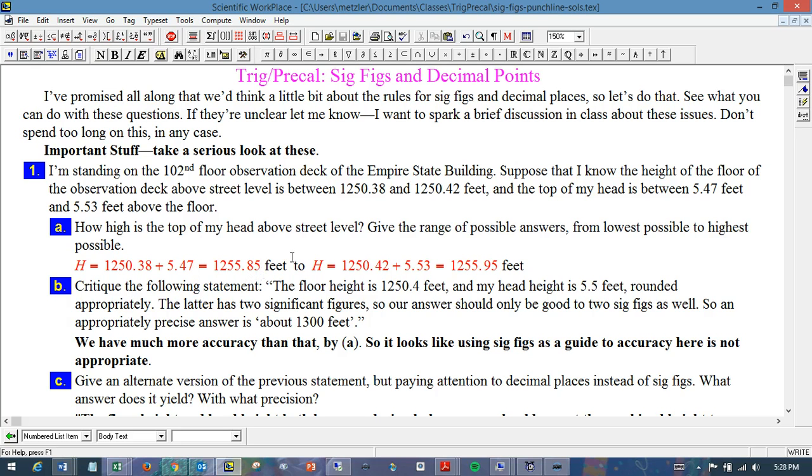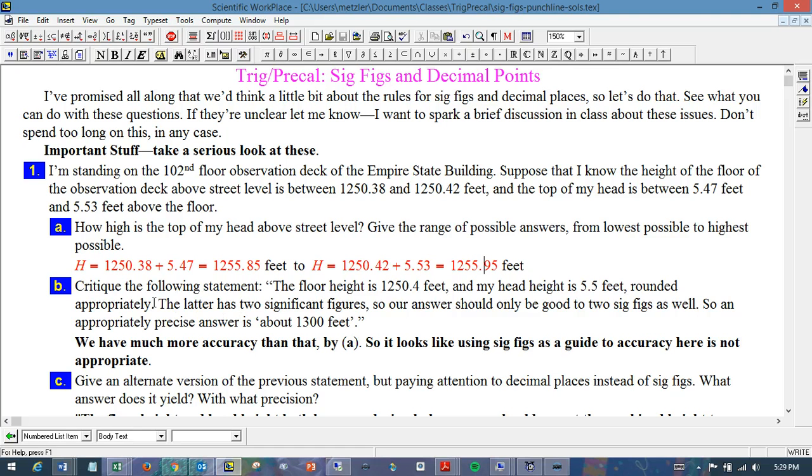Okay, what's the highest possibility? 1250.42, if that's actually on the high side of the range, and if my head is on the high side of the range, then that's going to be 1255.95 feet. Okay, those are still very, very close together, and it's basically good to 0.05 feet. So that says that this last decimal place, if we round this to 0.9, it looks like it's really going to be 1255.9 feet.